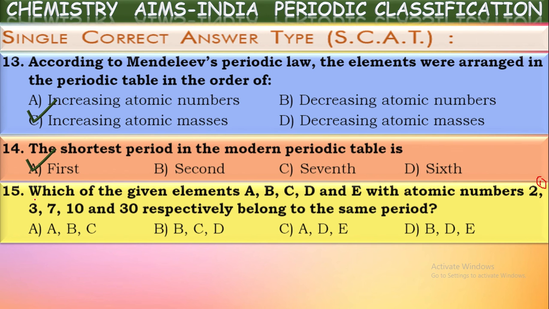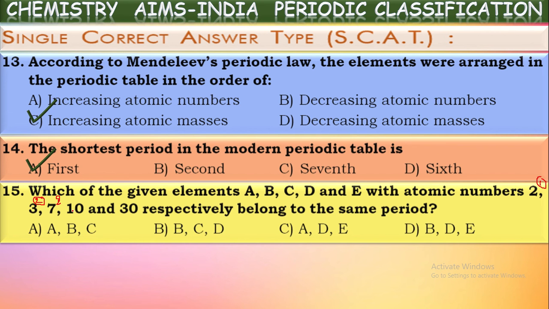What about 3? Lithium. Its atomic number is 3. If you write the electron configuration, 1s2 2s1. So it is in the second period as the last electron is in the second shell. Okay, second period. What about 7? 7 means it is nitrogen. Its configuration is 1s2, 2s2, 2p3. So the last shell's number itself is the period number. For this element with atomic number 7, the last shell is the second shell. So its period number is also 2.